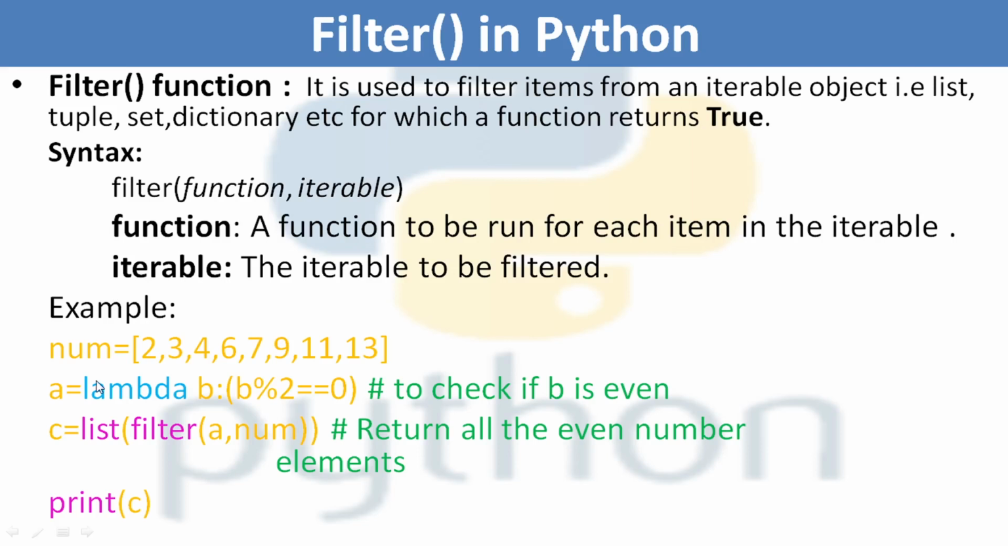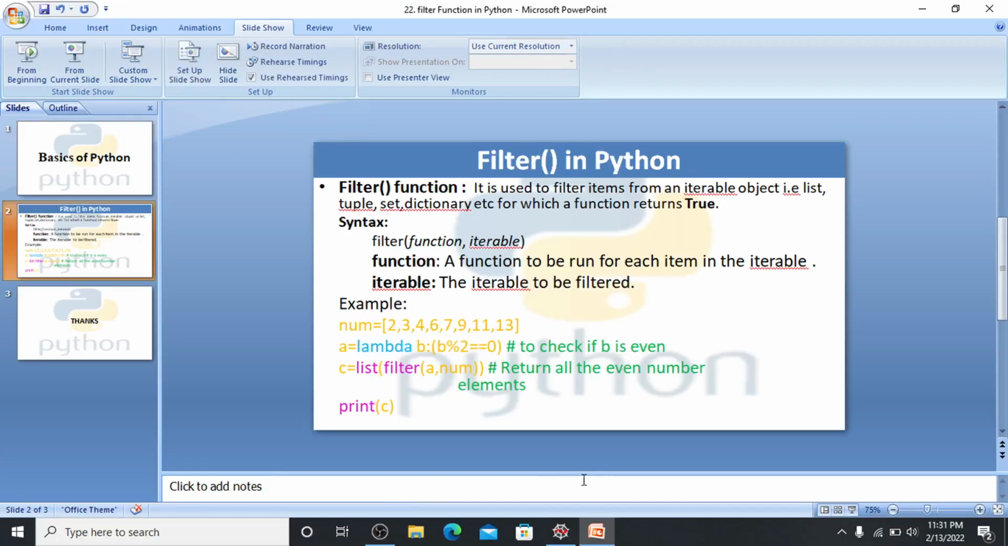And here in the example we have used a random list of numbers, and then we have used a lambda function to check if the number is even or odd. So if the number is even, it will return true, otherwise it will return false. Then we have used the filter function to filter out all the even numbers. So let us try it here on our IDE.